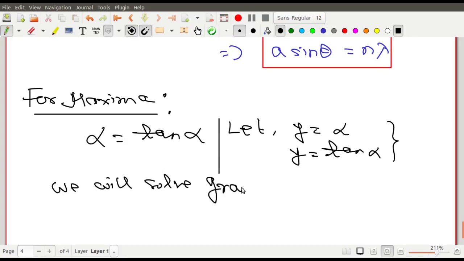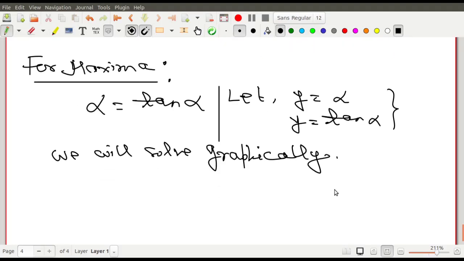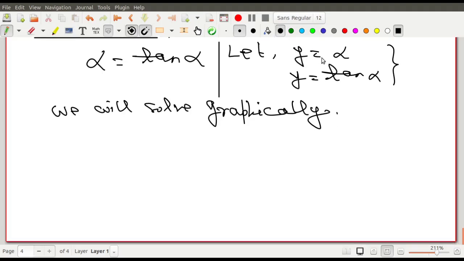One method is to solve by numerical methods, suppose you use the Newton-Raphson method. You see that by normal methods you cannot do it, so you need a numerical method. But the Newton-Raphson method will take some time, it will not be justified here. So we will solve it graphically. I will draw y equals alpha and y equals tan alpha, and their intersection gives me the value of alpha. So the intersection points will be my solution.